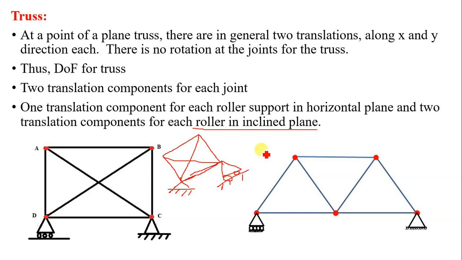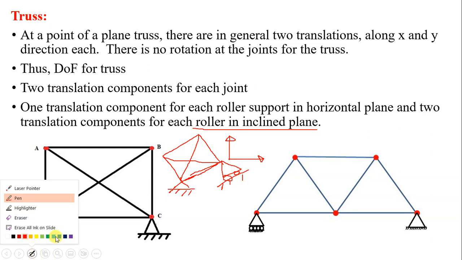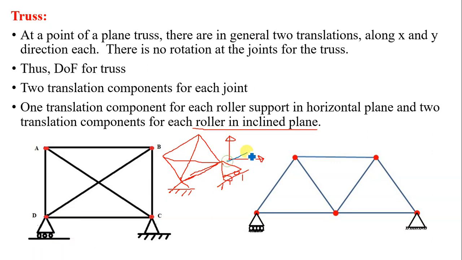So in case of the roller support, we are considering two components of translation, one in x direction and second in y direction. Actually this roller moves along the plane, like this along the plane. Here also it can move along the plane in horizontal direction. Here it can move along this inclined plane, and this component we can resolve into x and y. And hence when a roller is resting on an inclined plane, we have to consider two translation components at that support.